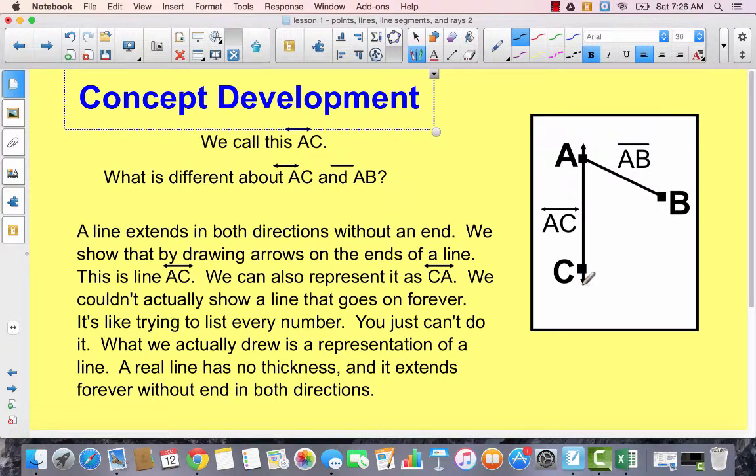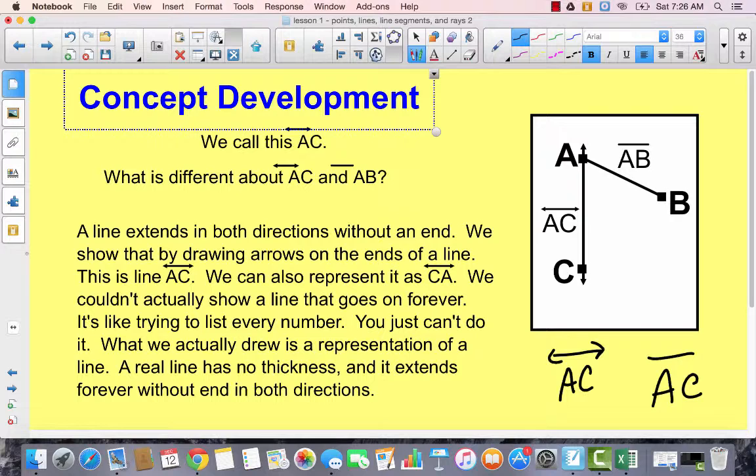So what we have just drawn is called a line. So line AC is different than line segment AC. How are they different?